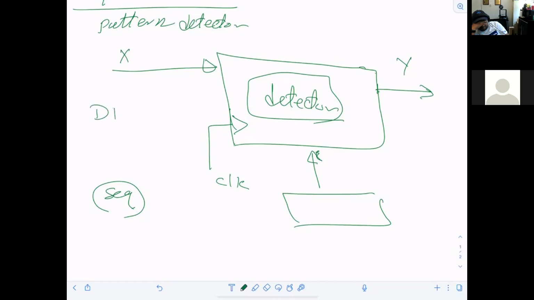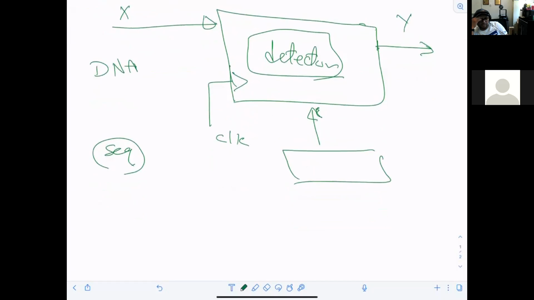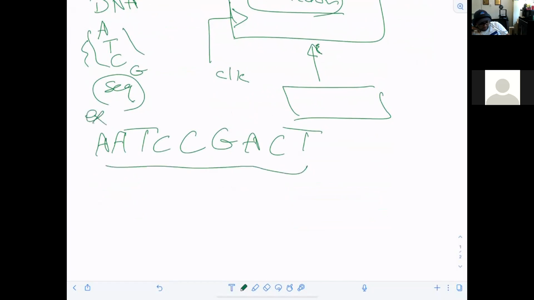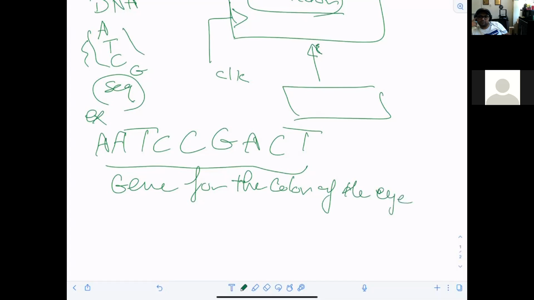An example for this, I mentioned before, is human DNA. DNA is basically a bunch of carbon bases: A, T, C, G. Those are the four bases, and the human genome is basically a bunch of these, like A T C C G A C T, something like that. That can be a gene. For example, the gene for the color of your eye; this gene is controlling it.